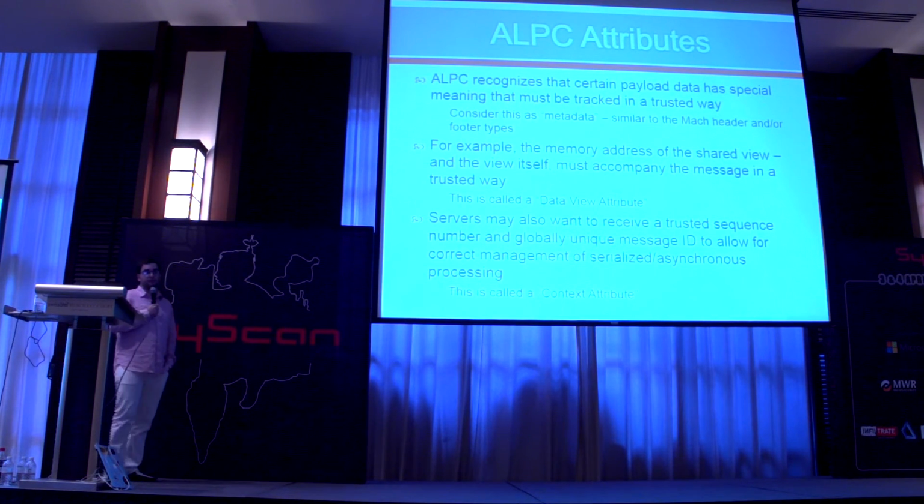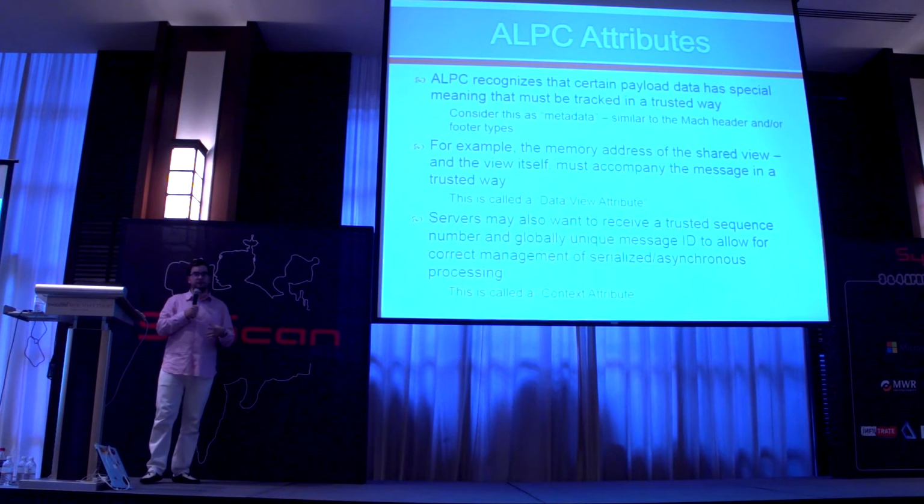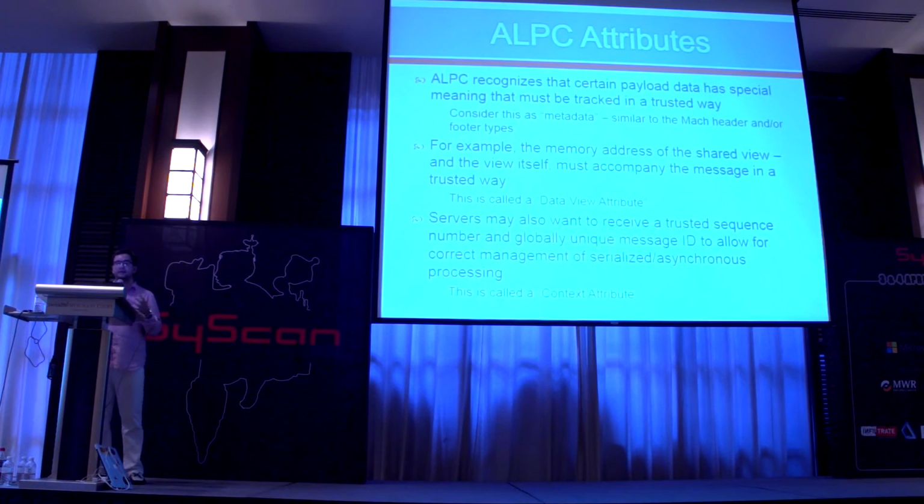And so, for example, if you have a shared view and you're passing the address of that view between the client and the server because you want them to share that, that address will be packed in an attribute called the data view attribute, and the kernel will manage the value of that attribute, and the kernel will manage sending back and forth that attribute. So you're not going to be able to lie to the client or the server about that address. And we'll see that also gives you some additional features.